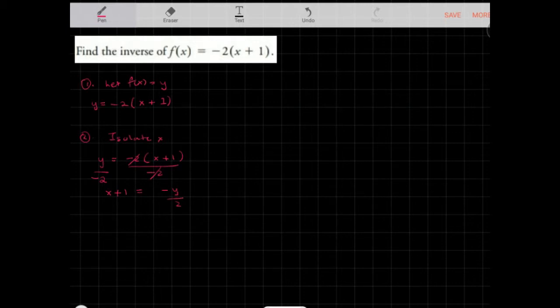And then what I want to do here is move the 1 to the other side because you want to isolate for x. x is equal to negative y over 2 minus 1.